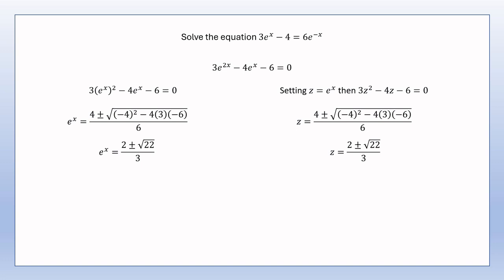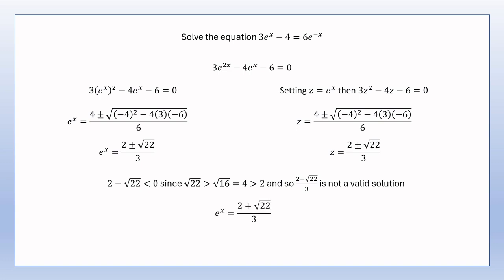And of course we have that e to the power of x is greater than 0 for all values of x. And we have that 2 minus the square root of 22 is less than 0, since we know that the square root of 22 is greater than the square root of 16, which is equal to 4, which itself is greater than 2. And so 2 minus the square root of 22 over 3 is not a valid solution to this equation, which leaves e to the power of x equals 2 plus the square root of 22 over 3. And now, taking natural logarithms of each side gives x is equal to the natural logarithm of 2 plus the square root of 22 over 3. And yes, do leave your solution in an exact form unless you're told to do otherwise.